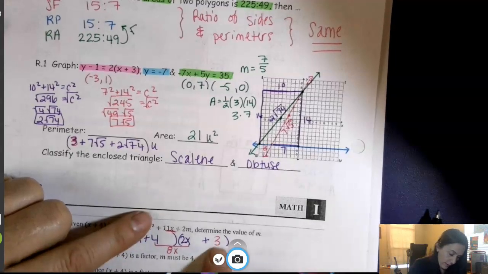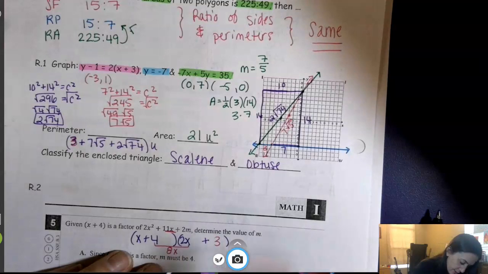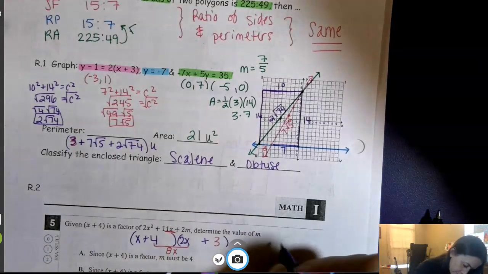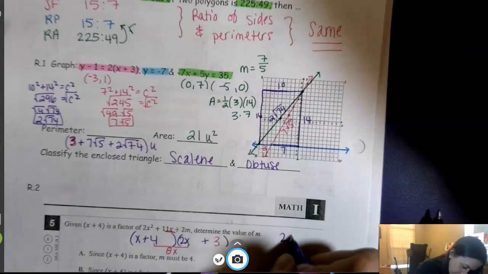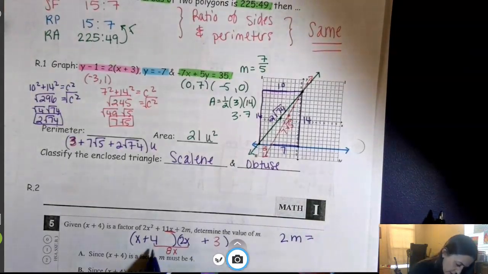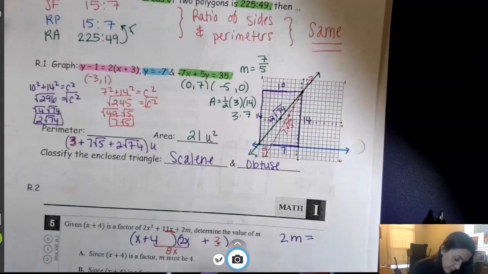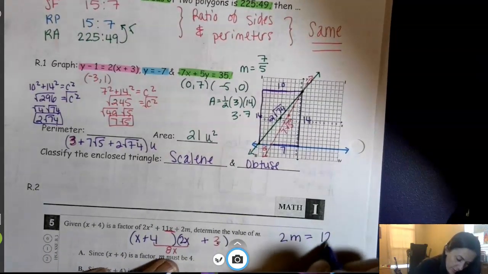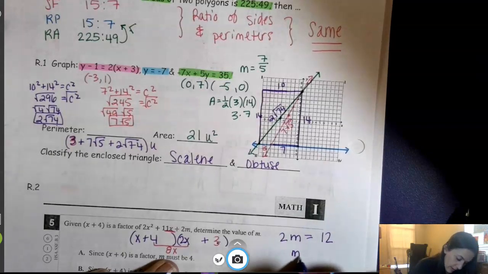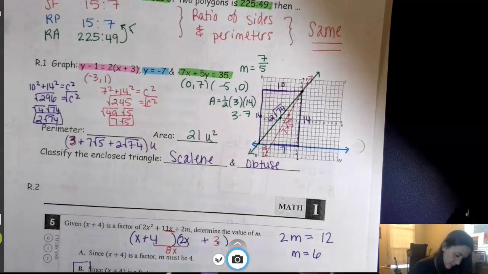Right? Now, if that's the case, I need 2m to be equal to, so if this is a 3, this will end up being 12. 4 times 3 will end up being 12. 2m has to equal 12. M would have to equal 6. I think B is going to be my answer here.